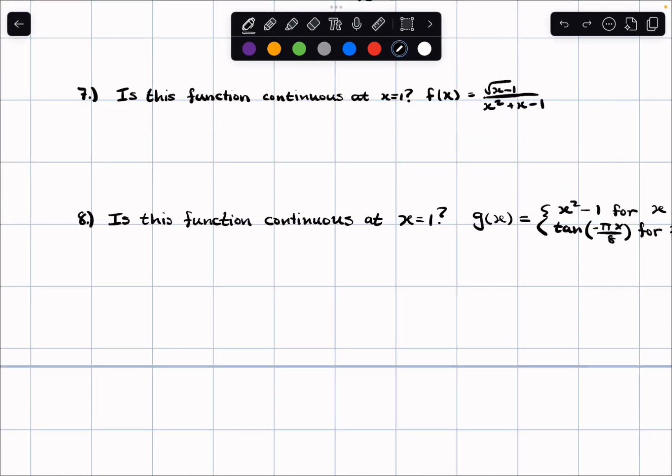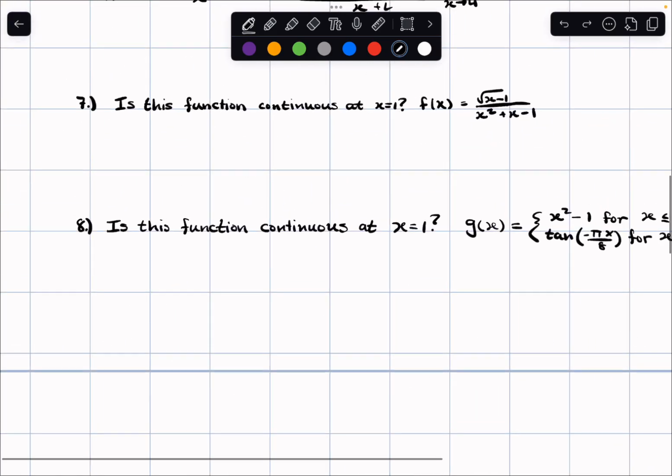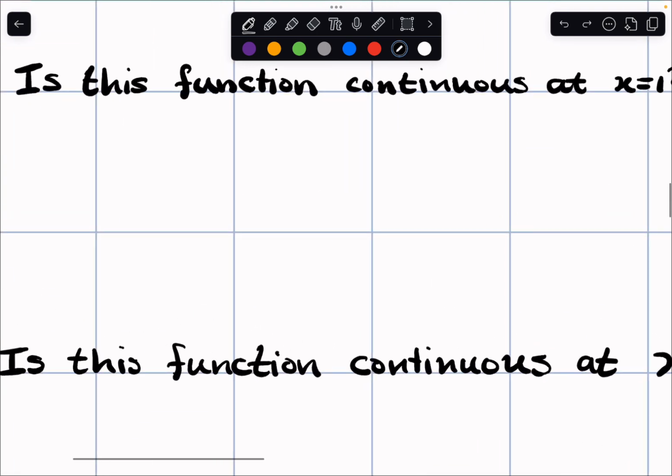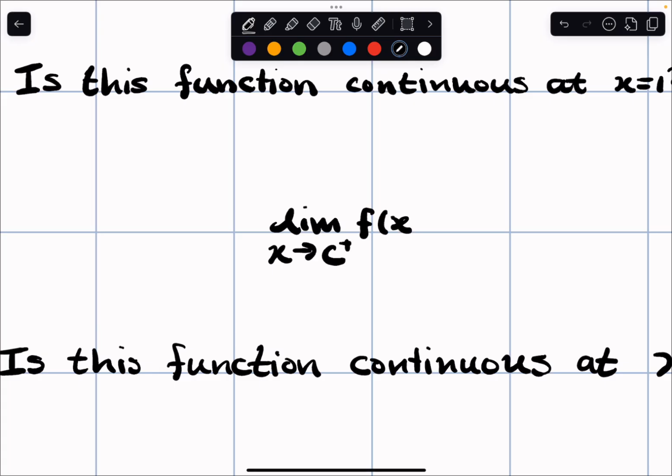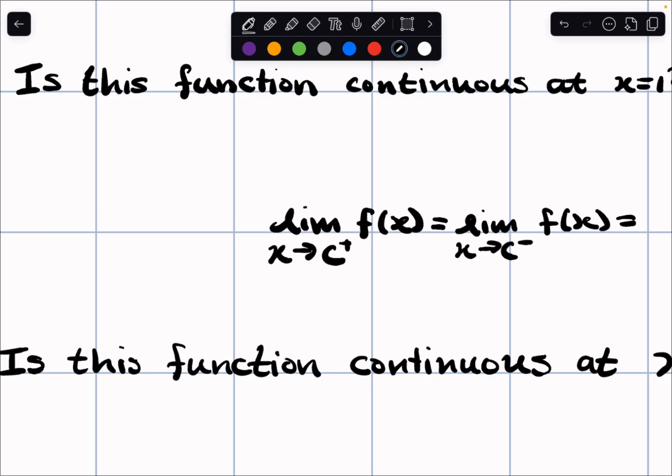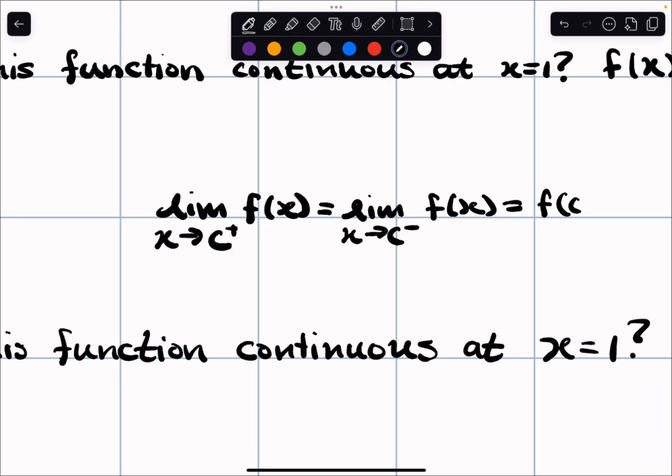Okay. Is the function continuous at x equals 1? What is the definition of continuity? Well, the definition of continuity is, and this is a good time to introduce what a one-sided limit is, the limit as x approaches c from the right of f of x equals the limit as x approaches c from the left of f of x, and this also must equal f of c. Okay.